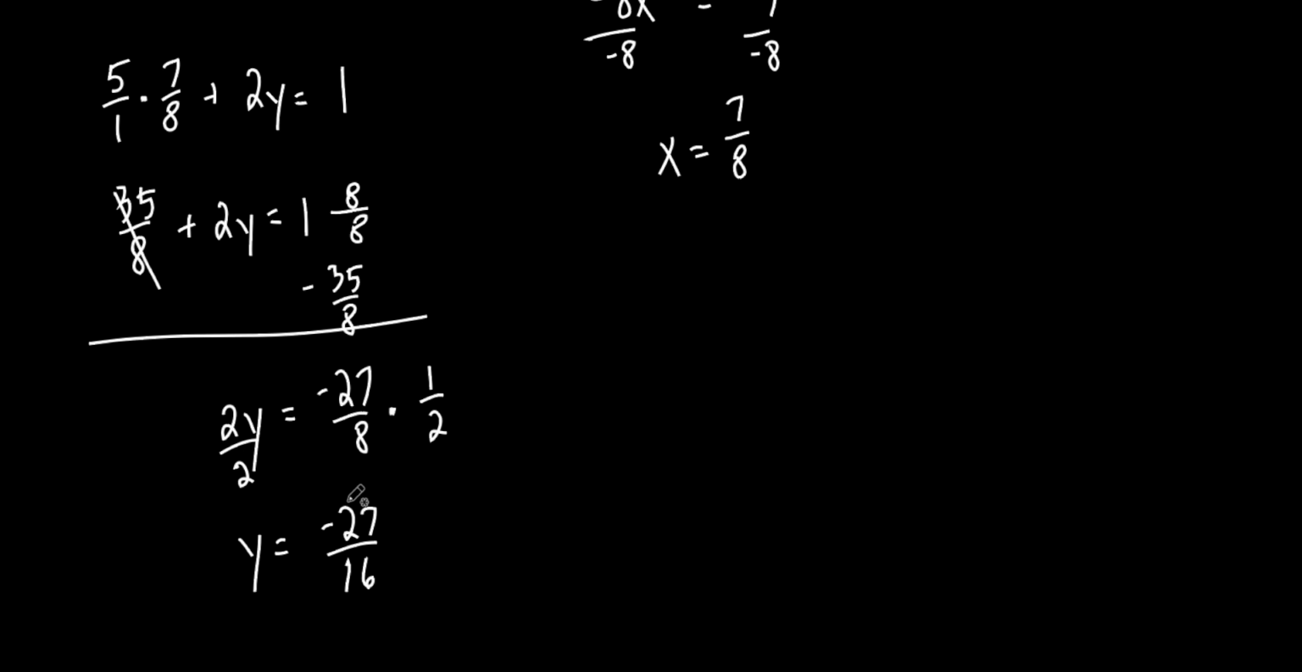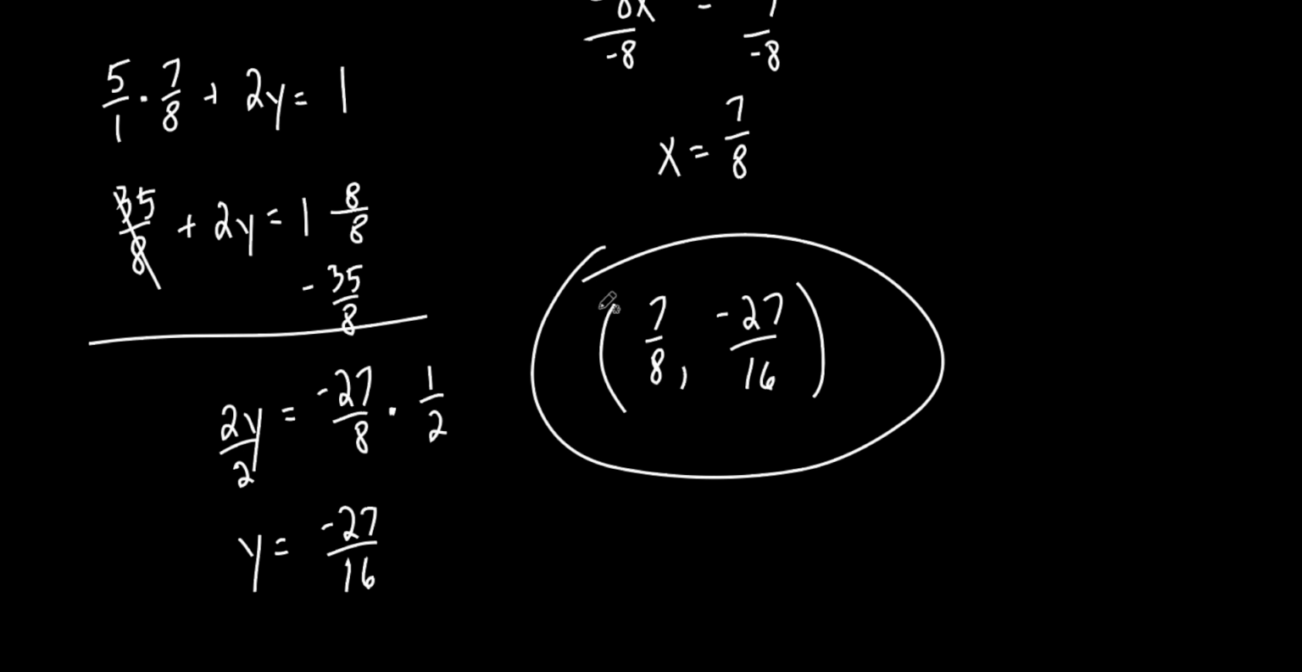Yes, ma'am. You might. Okay, if I show you how to do it and you get fractions, there's always that possibility on a quiz or a test you could get fractions. Absolutely. You got to know how to work with fractions. All right. So, how do I write my answer? As an ordered pair. So 7/8, negative 27/16. Couldn't be any uglier, could it? I guess it could be, but that's pretty ugly right there.